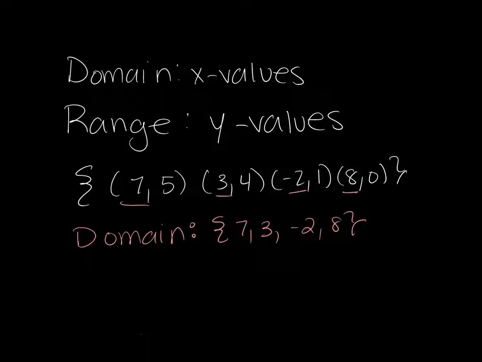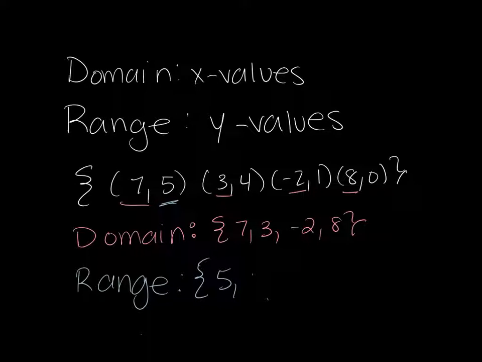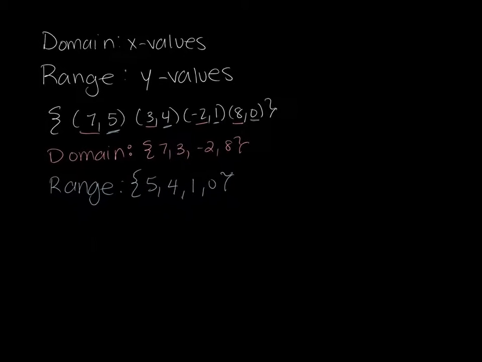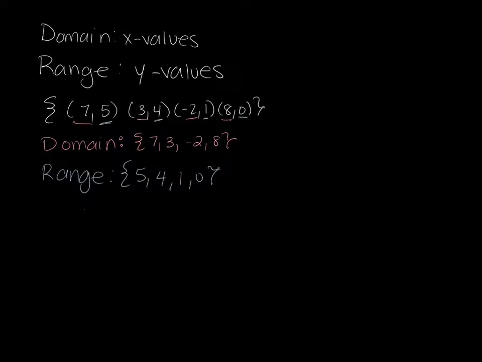Then if it asks for your range, you're going to look for your Y values. So your range is just 5, 4, 1, and 0. And that's it. That's all you're going to do for domain and range. If for any reason you see it in a different set of numbers, it's still the same answers as long as it's in that order.